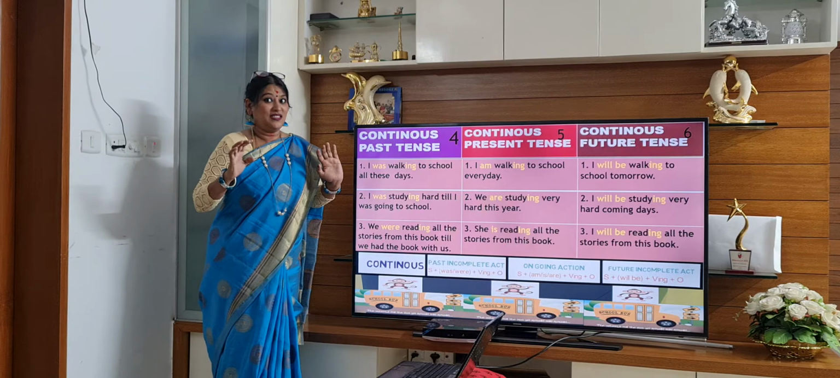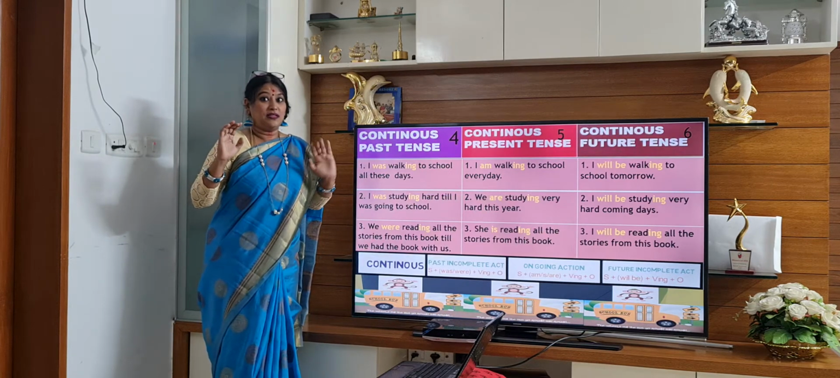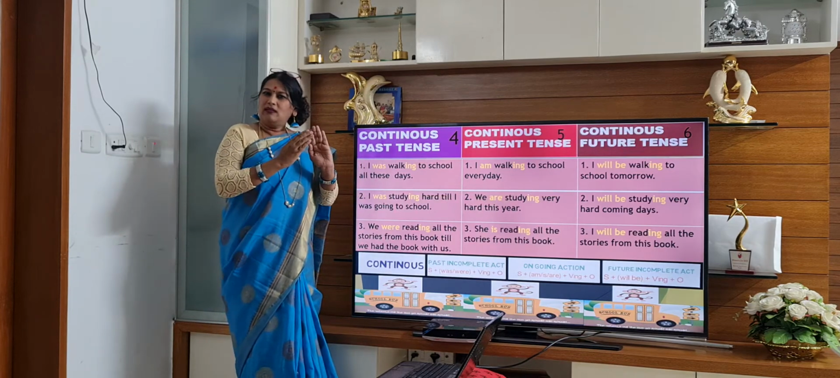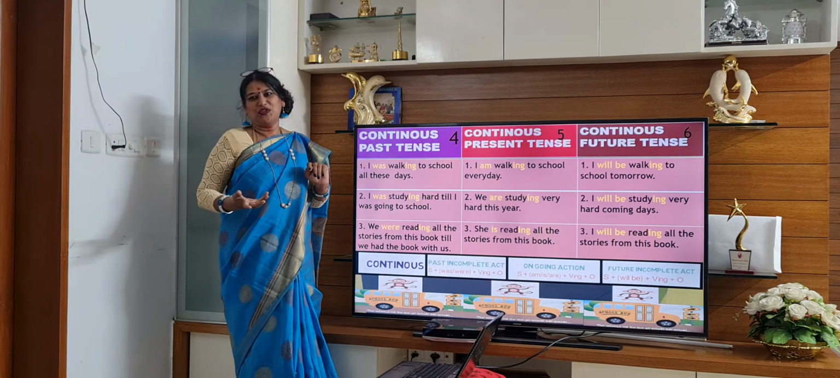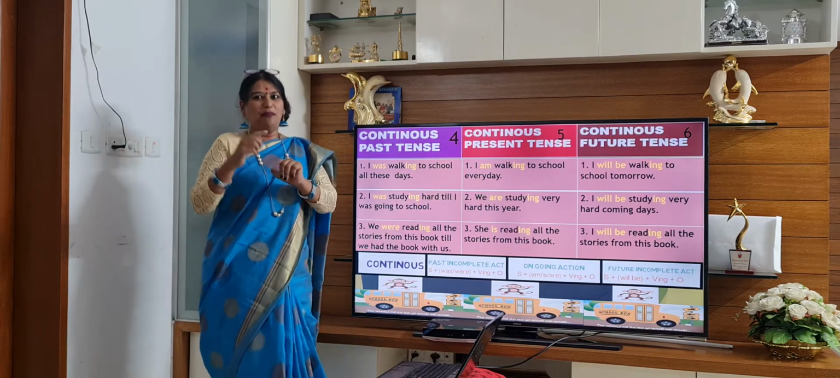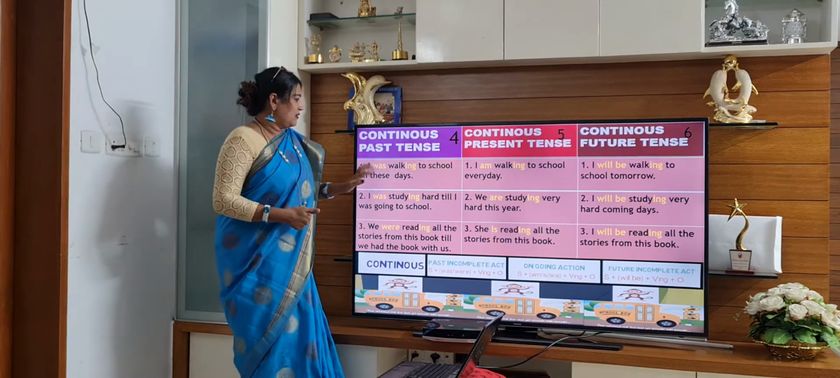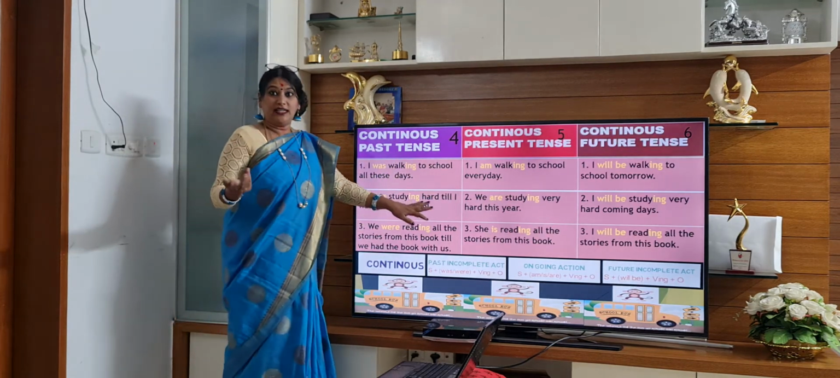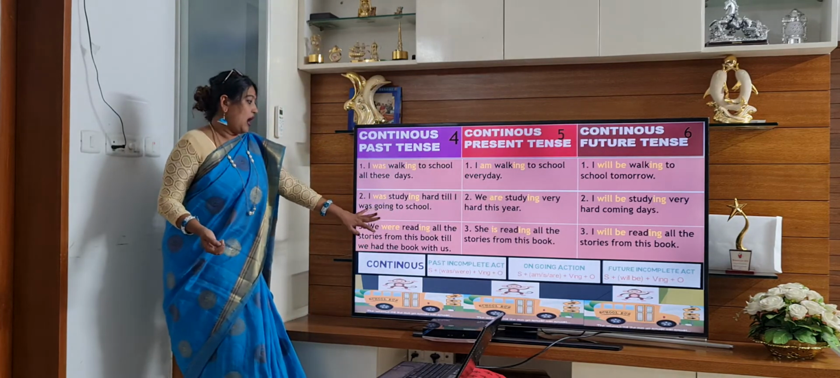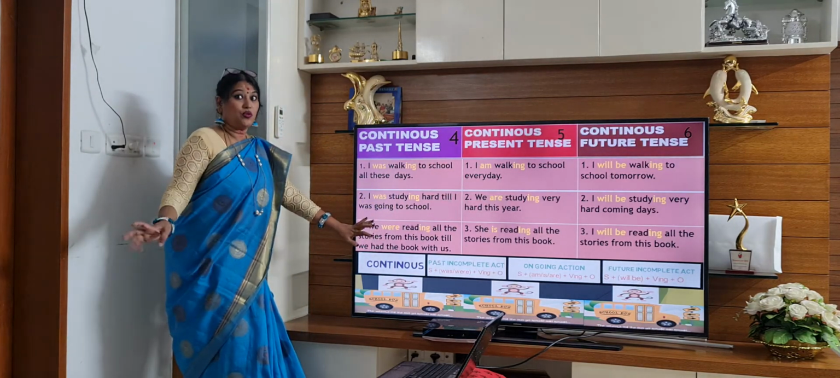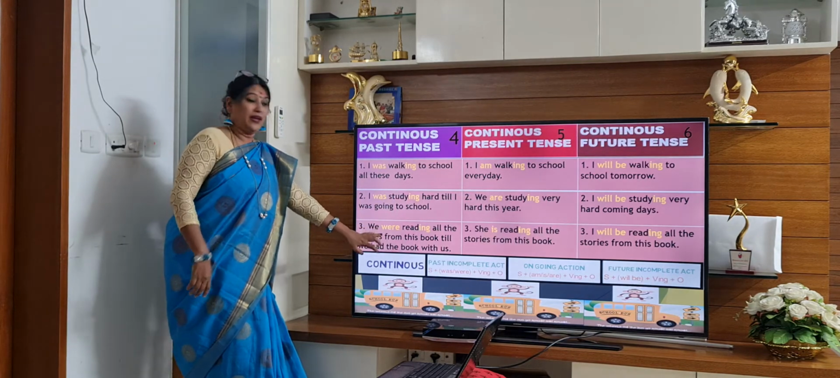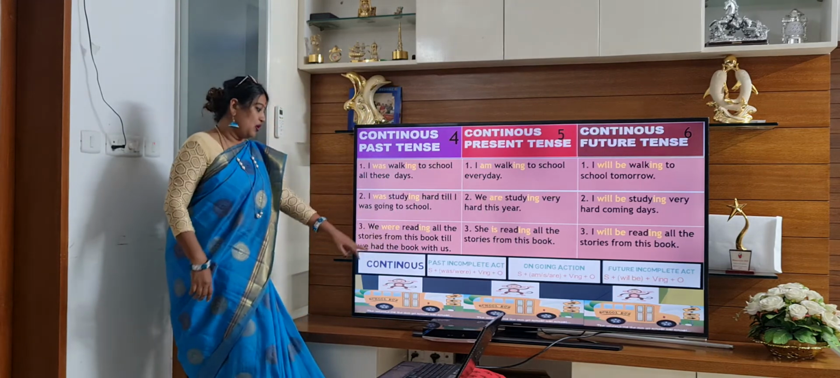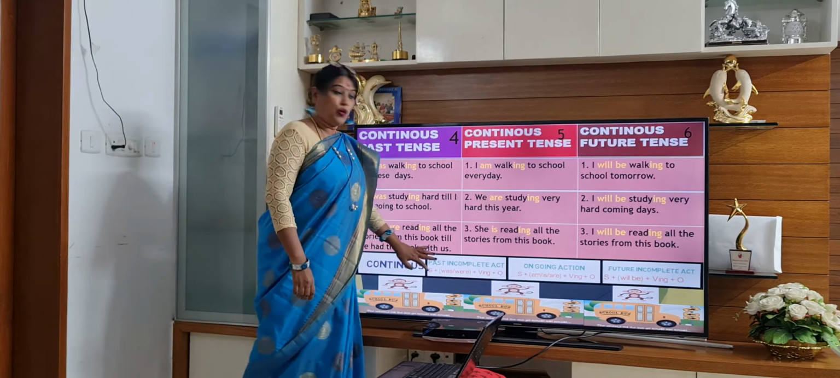See, so how do you remember the body structure of continuous past tense? What is the body structure of the action verb? What are you supposed to use? Either was or were, then the verb's first form plus ing. Is that clear? I was walking to school. I was studying hard till I was going to school. Was or were. Were shows that you're talking about the past. We were reading all the stories from this book till we had the book with us.